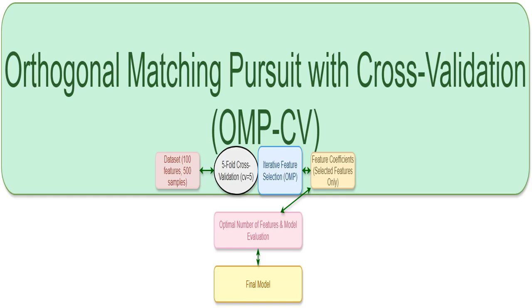I'm using orthogonal matching pursuit, OMP, a powerful algorithm that selects the most important features one by one. The CV part means I'm using cross-validation to find the best number of features to use, which helps prevent overfitting and makes the model more reliable. This is like trying out different numbers of ingredients in a recipe and choosing the number that tastes best on average across different batches. OMP iteratively selects features based on how well they explain the remaining variance in the data.